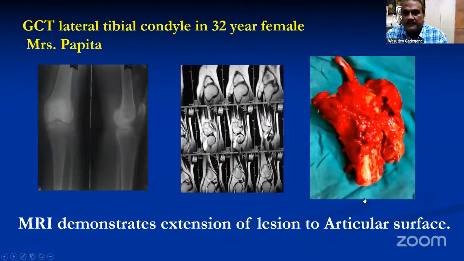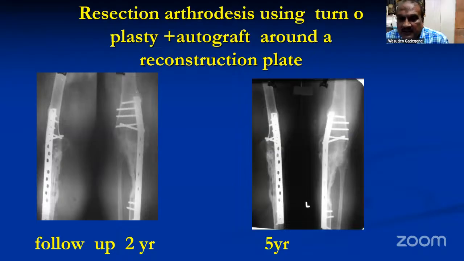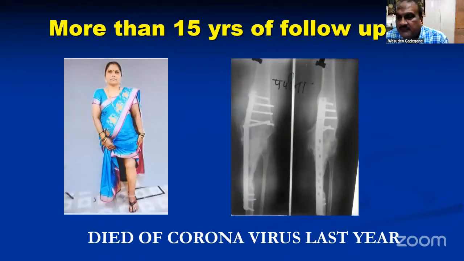So another example, GCT of a lateral tibial condyle, 32 female, MRI demonstrated extension of lesion to articular surface. Same turnoplasty, fibular graft, corticocancellous graft, and more than 15 years of follow-up. Died of coronavirus last year.